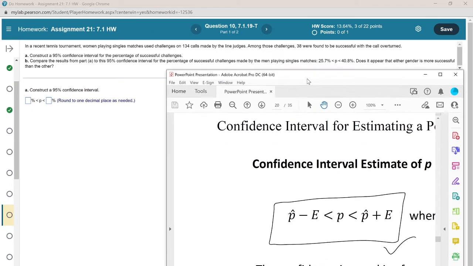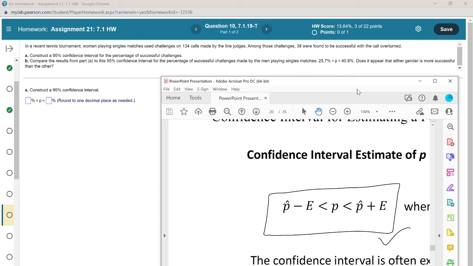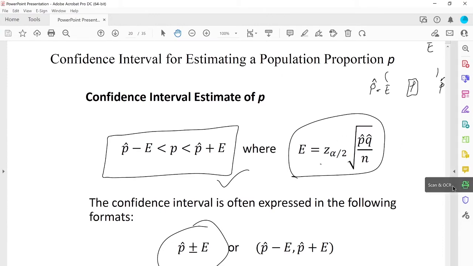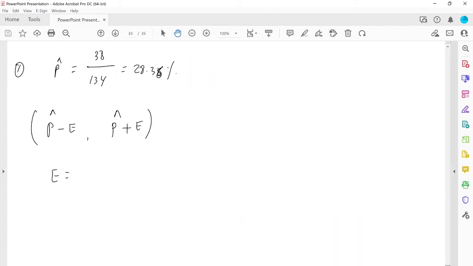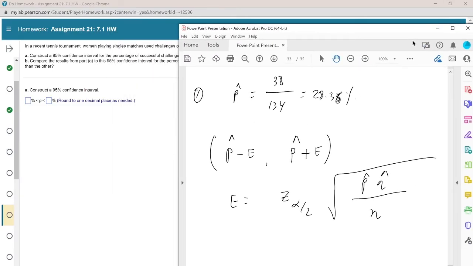In this case, the confidence level is 95%. So for the critical value, we need to find the Z score for that. So let me write down that formula: Z alpha over 2 times the square root of p hat q hat divided by n, which is the sample size. In this problem, alpha is 5%, alpha is 0.05. So alpha over 2 is 0.025. So we need to find Z alpha over 2.